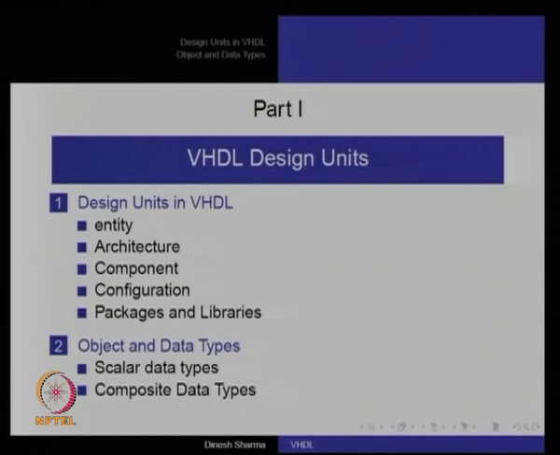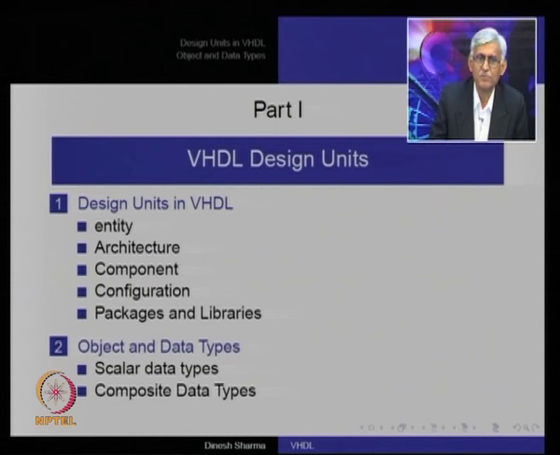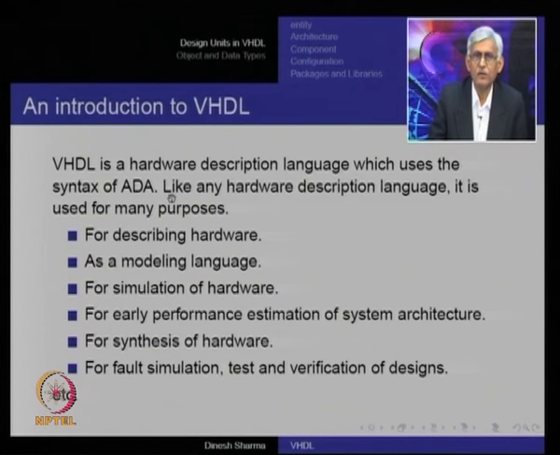That done, let us now have a look at VHDL. Now, we are going to look first at the design units in VHDL and then look at object and data types and how these are handled in VHDL. Now, VHDL is a hardware description language which uses the syntax of a programming language called ADA. Now, ADA is perhaps not very widely used for software, but as I had said earlier, all hardware description languages take a page out of software, and therefore they form the base as some programming language, and for VHDL that language is ADA.